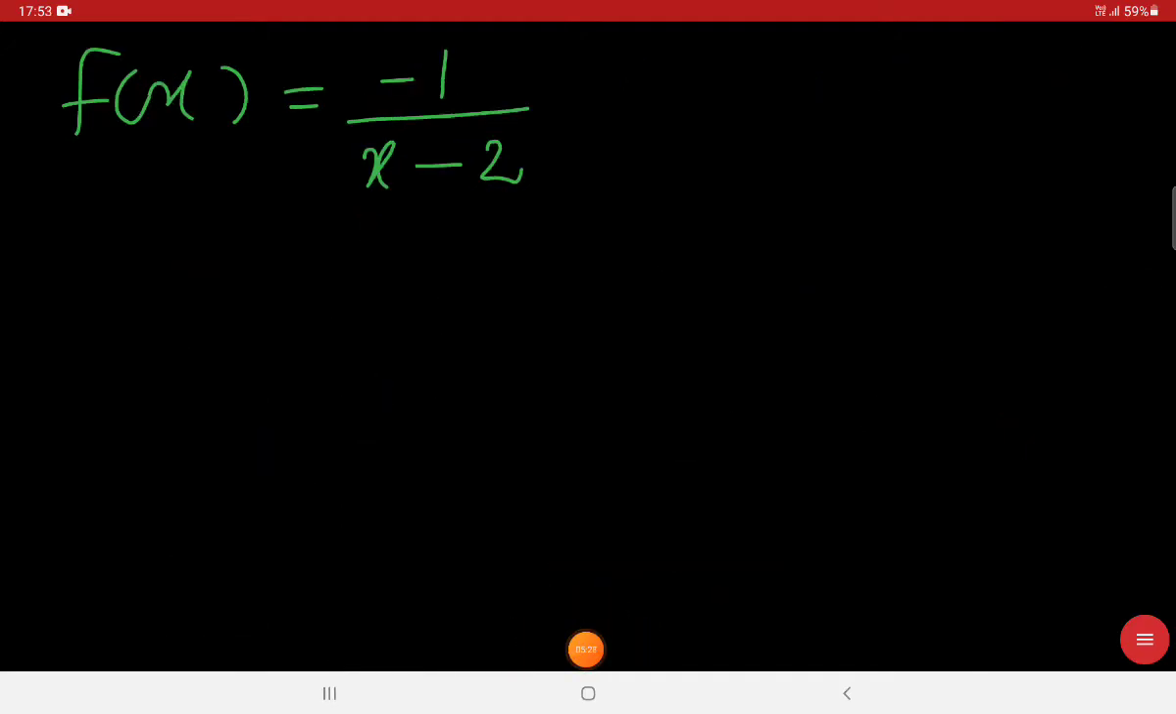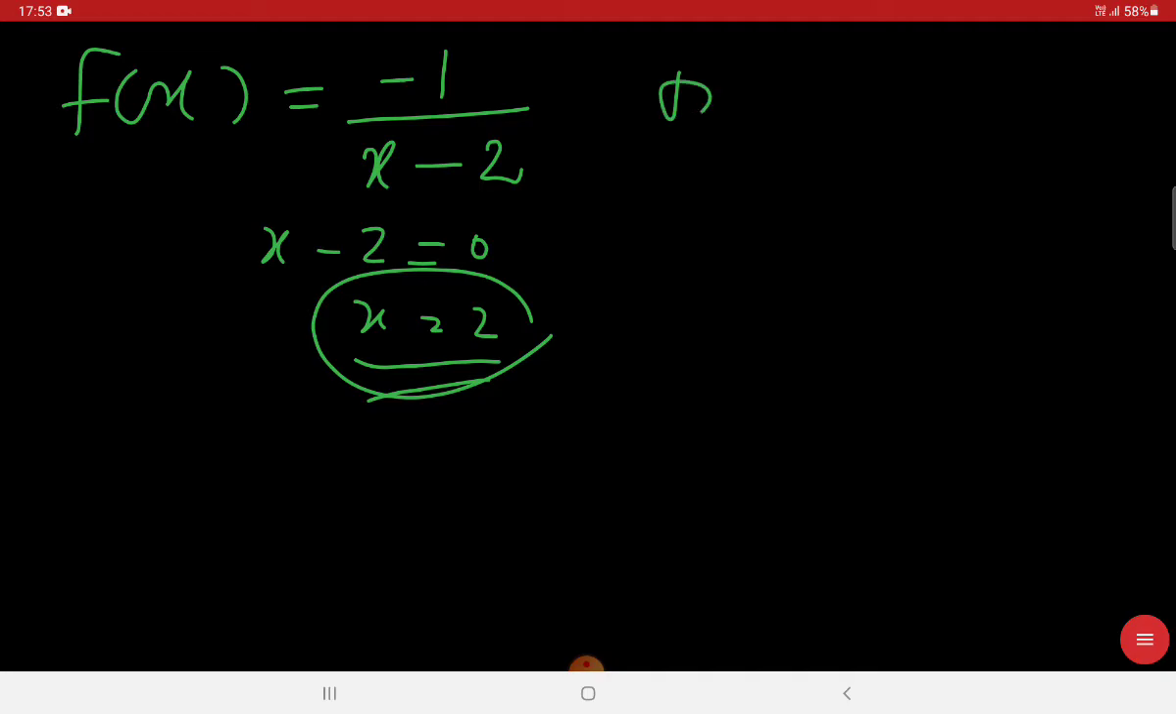Let us take another example. Let f of x equal to minus 1 by x minus 2. We have to find the domain and the range. Now see the denominator. x minus 2 becomes 0 if x is equal to 2. So x value means a set of all real numbers except 2. So domain is equal to R minus {2}.